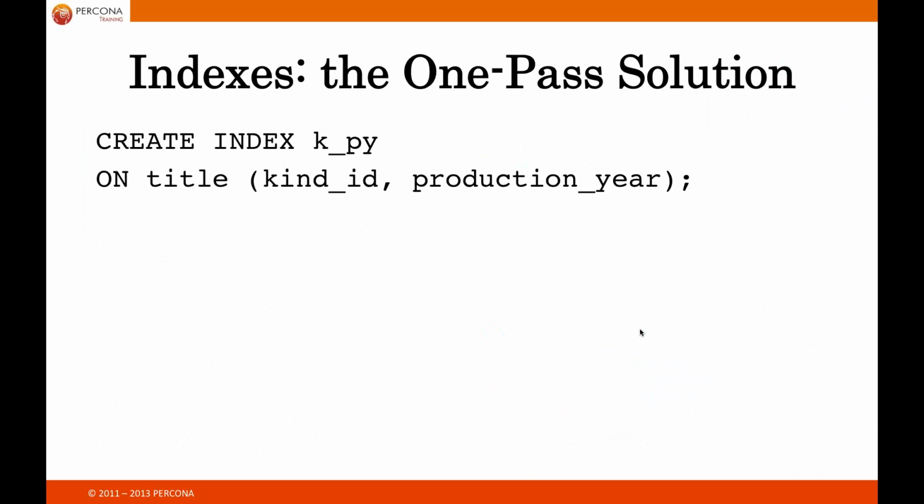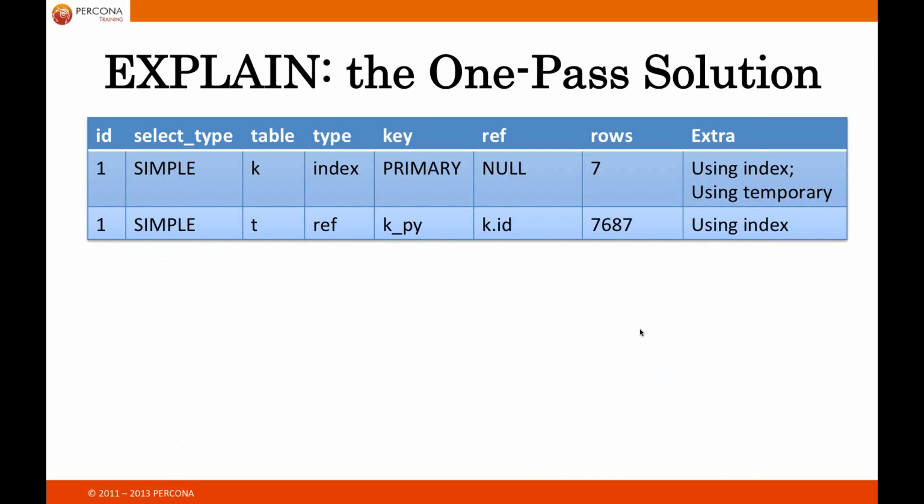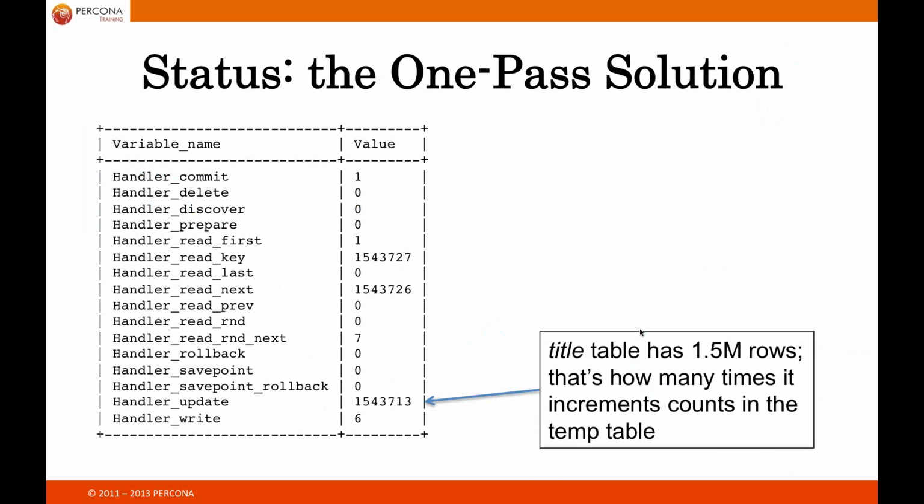For that one-pass solution, I created this index on kind and production year so that we can get the correct grouping. And it tells me that it's doing an index scan, the type index, for that primary table. It is creating a temporary table. And then the join to the title table is using an index, so it's able to get that pretty well.